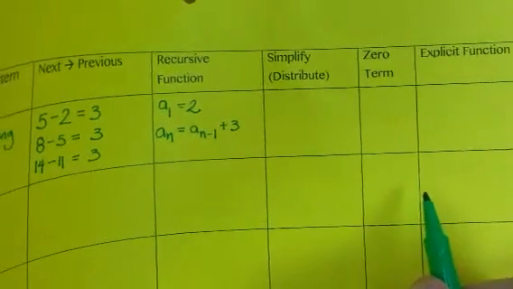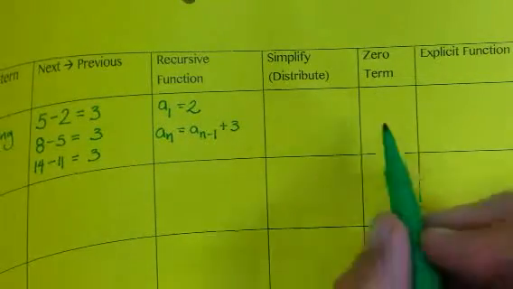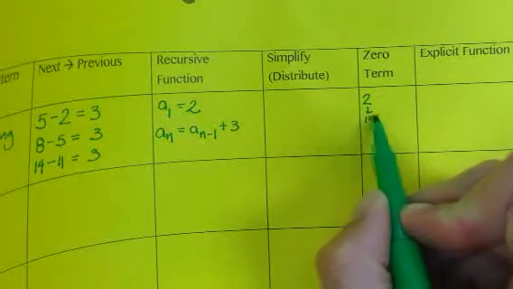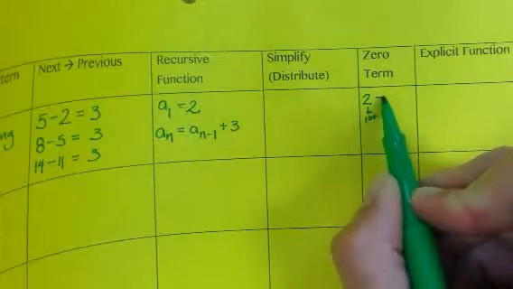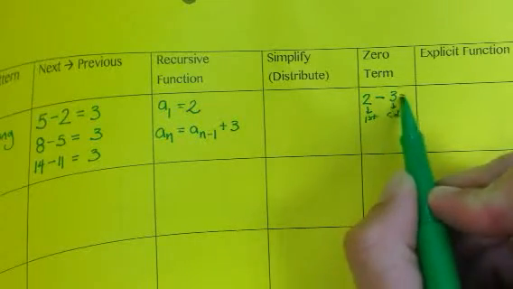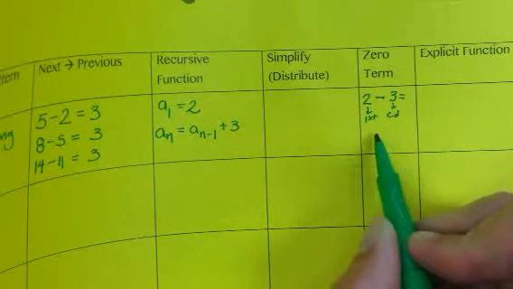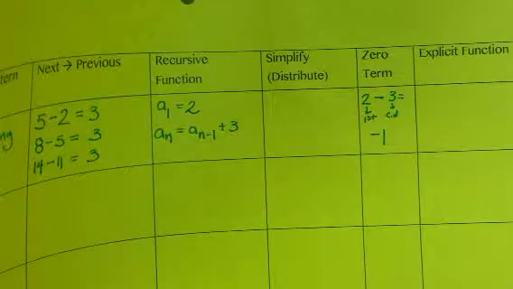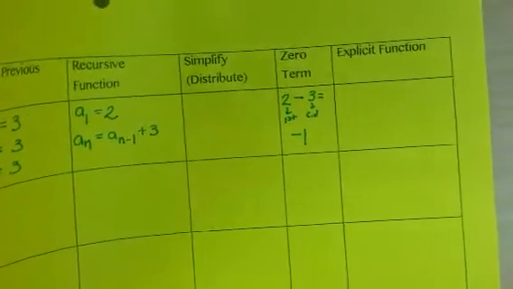We're going to skip the next column and we're going to go on to the 0 term. So to find the 0 term, you're going to take your first term, which we know is 2 in our sequence, and we're going to minus our common difference, which is 3. So 2 minus 3, your 0 term would be negative 1. So that is when a sub 0 is equal to negative 1. So n is equal to 0.